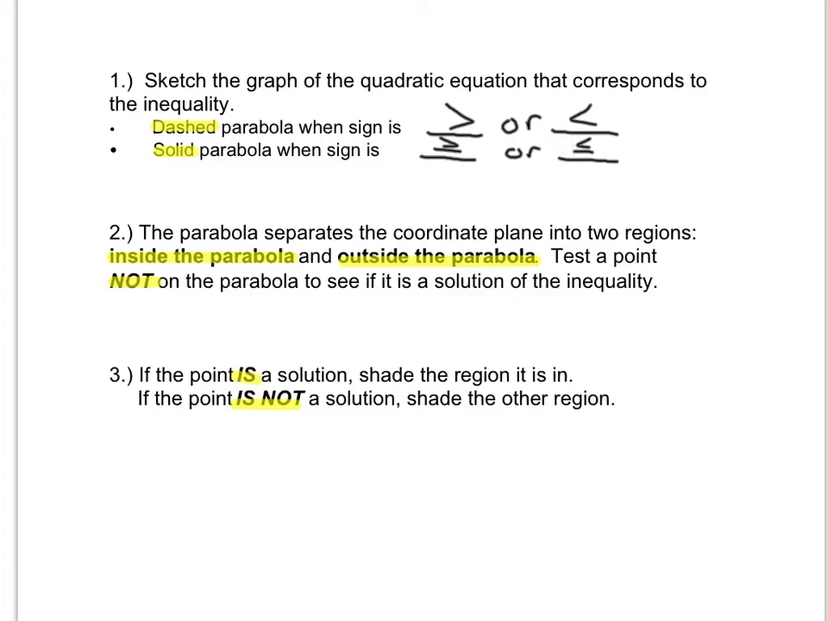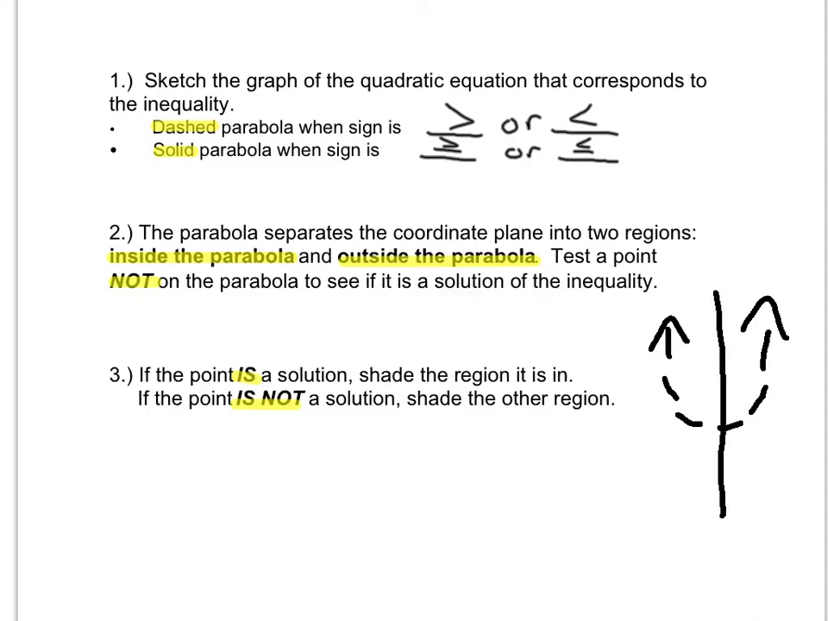Okay, so again, find the vertex, find your table of values, and we're going to plot the points, and it should make a curve. And then we're just going to decide, does our curve need to be dashed or solid? After that, the parabola separates the coordinate plane into two regions, inside the parabola and outside the parabola. We're going to have something that looks like this. And it might be a dashed parabola. And the parabola splits it into two regions, inside and outside.